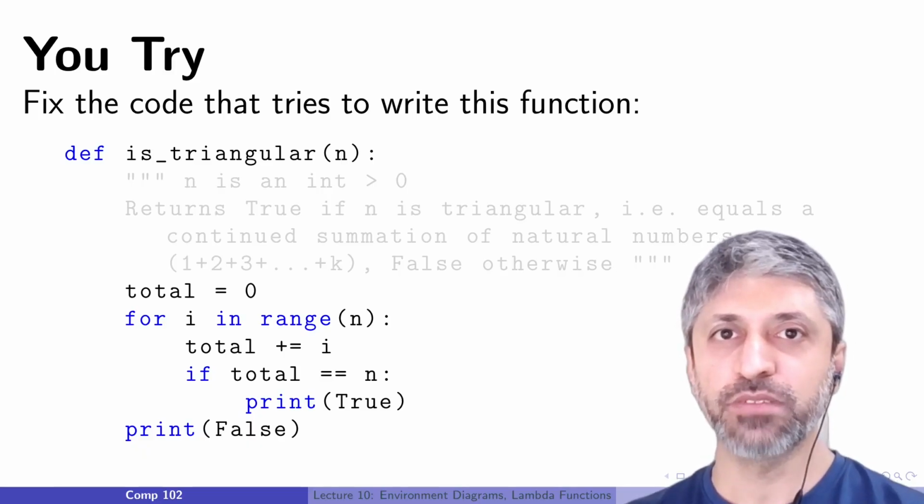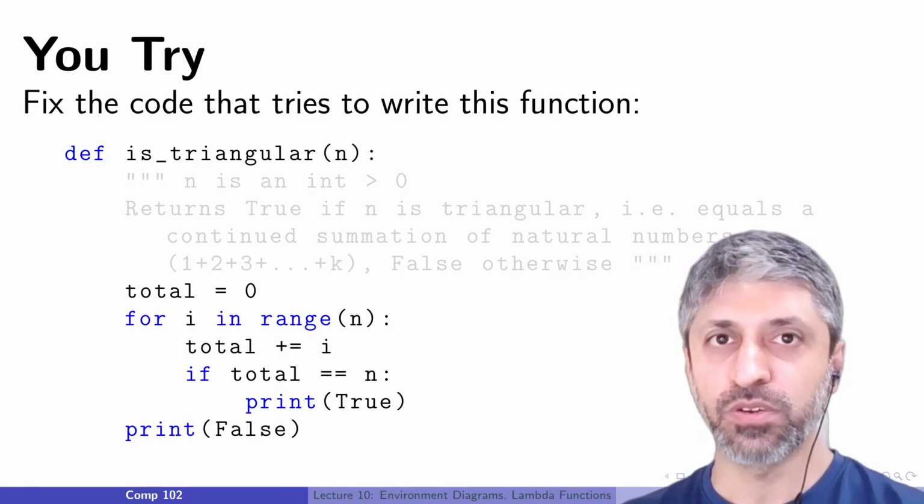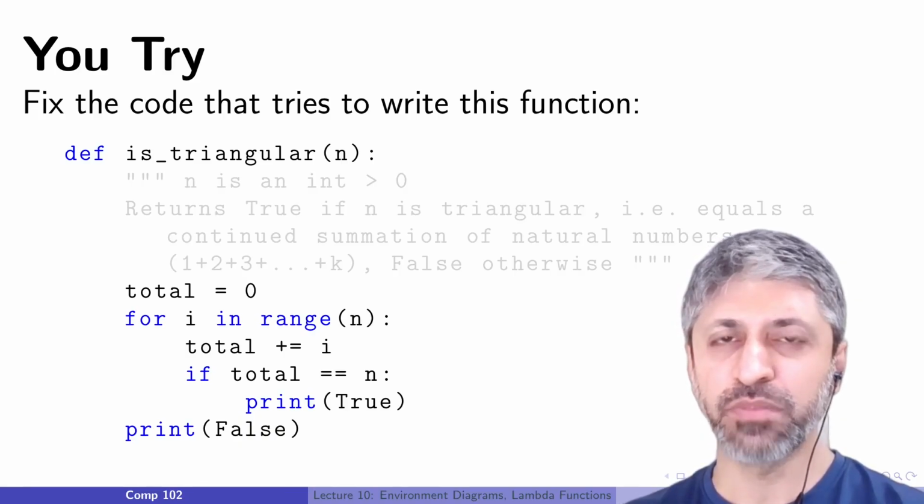Okay, next one. This function is supposed to check whether a number is a triangular number or not. What that means is it can be written as a sum of values 1, 2, 3, 4, all the way up to k, for any number k. But this code has a couple of problems hiding in it. So pause the video and see if you can spot them.